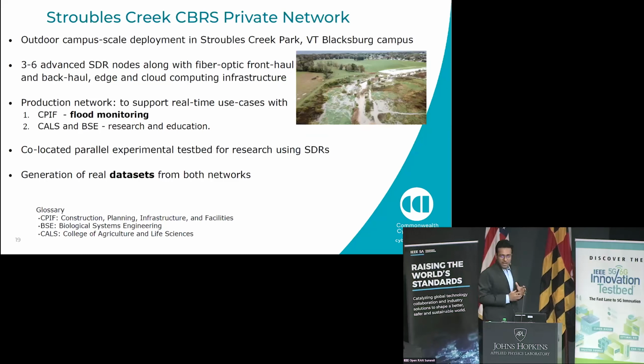Also, the use case we are going to take up in this CBRS private network is very interesting. Inside the Blacksburg campus, we have something called Stroubles Creek. It is a creek flowing through the campus, but it gets flooded during the rainy season, so the community living around that area gets affected. We have collaborated with the Biological Systems Engineering Department and the College of Agriculture and Life Sciences, who will be deploying some sensors there to do flood monitoring.